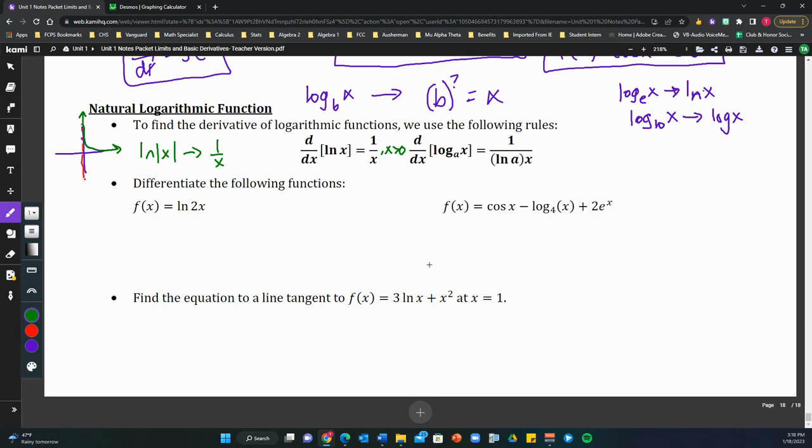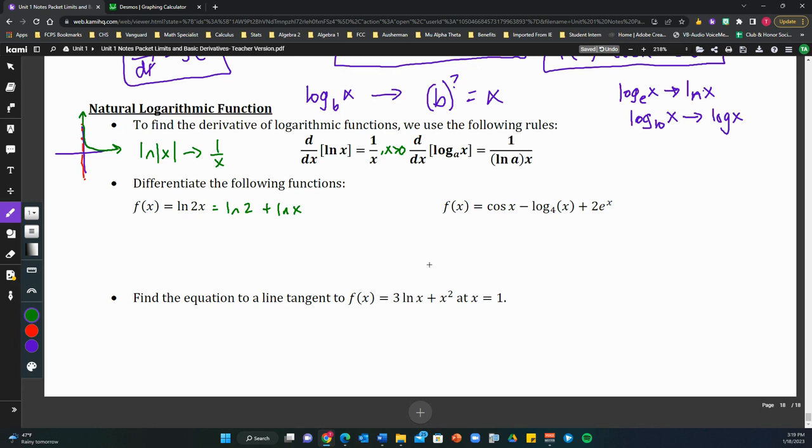So for something like f of x equals natural log of 2x, one thing that we want to keep in mind with logarithms is there are logarithmic properties that allow us to expand and condense logarithmic expressions that can actually help us make problems way easier to work with than otherwise. So for example, natural log of 2x, I can actually separate that into natural log of 2 plus natural log of x. And that's helpful to us because natural log of 2 is just a constant.